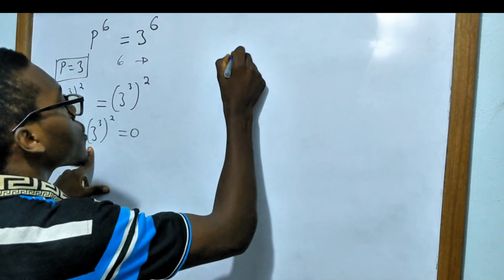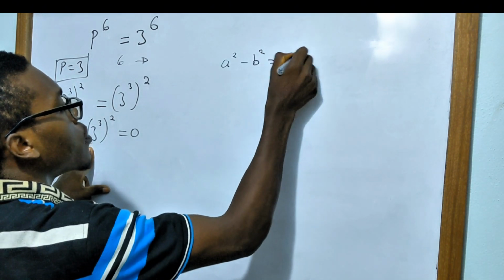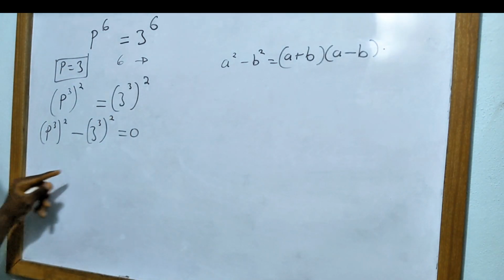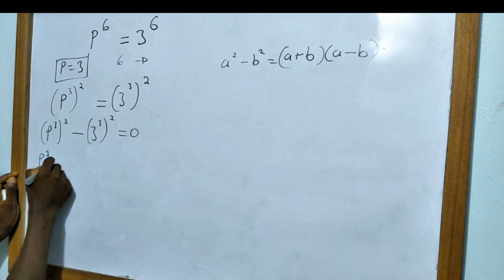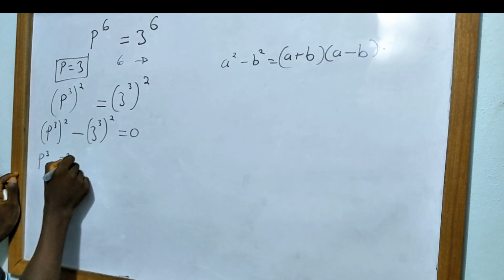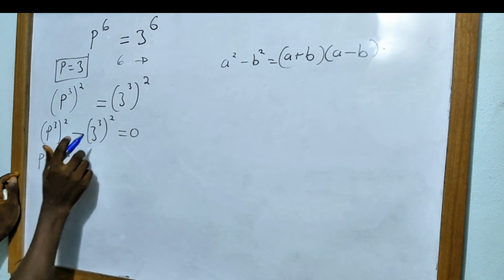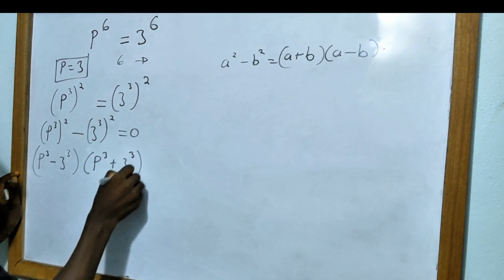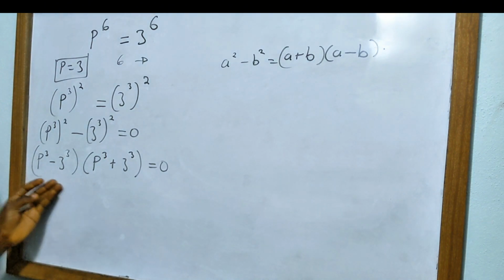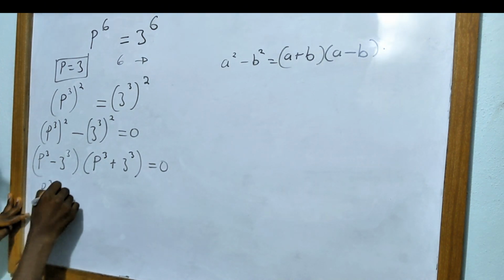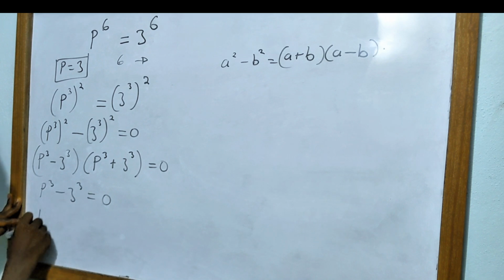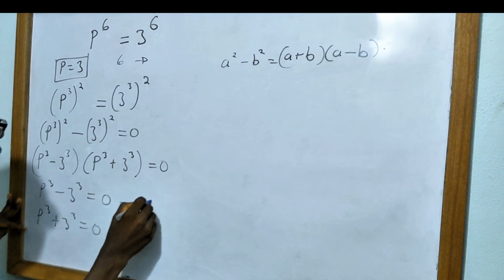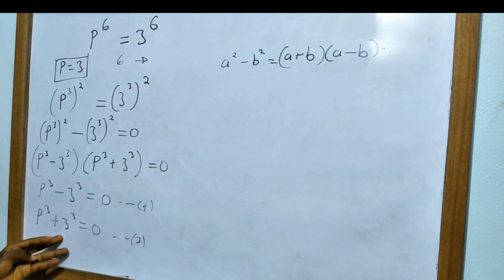But we know that a squared minus b squared is (a plus b)(a minus b). Hence, we are going to have (p cubed minus 3 cubed) times (p cubed plus 3 cubed) equals 0. From here, you can say p cubed minus 3 cubed equals 0, or p cubed plus 3 cubed equals 0. Hence, you have two different things to solve directly from here.